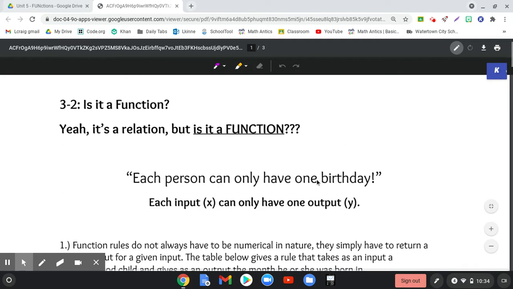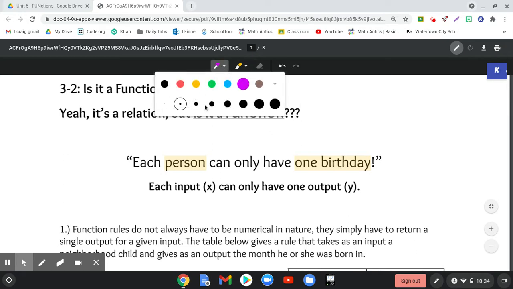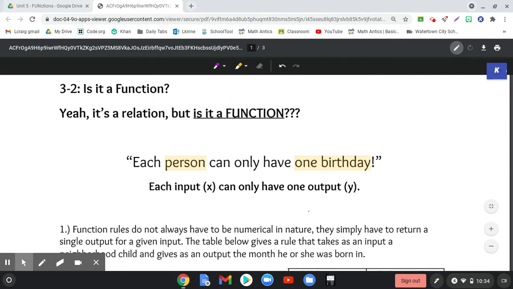There's a couple things that need to happen. So one thing I've found helpful in the past is remembering this sentence right here. Each person can have only one birthday, which makes sense, right? You can't have more than one birthday. But instead of using the word person and birthday, we're going to use X to represent the person and Y to represent the birthday. So now if I take this out, each X can have only one Y value. Right? You can't have more than one.